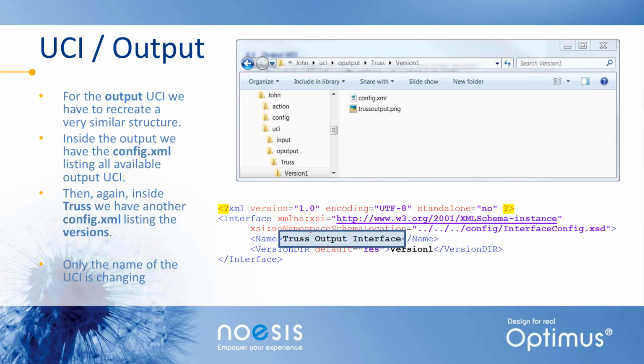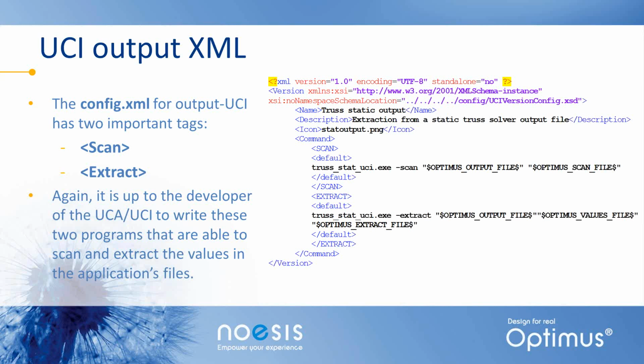The only difference in this case, as in the XML, is that here we have trust output as a name instead of input, but it's very similar. And let's have a look at the most important config XML file for the output, that is at the final level of our structure. Again, you may notice that we have something similar, like the name and the description and the icon and so on.